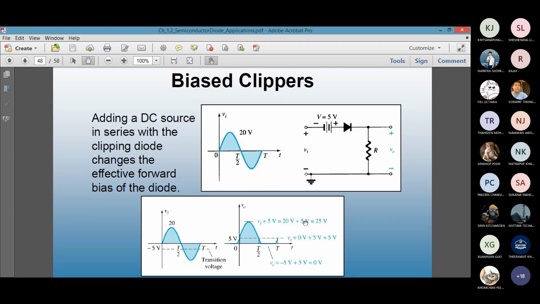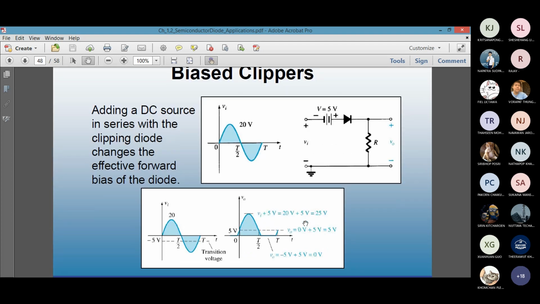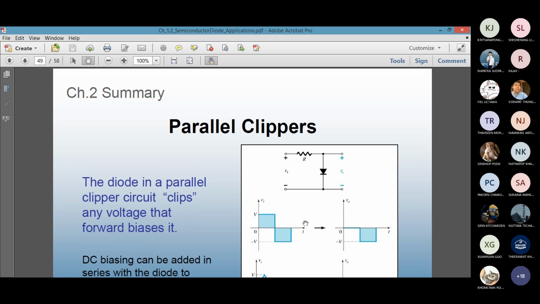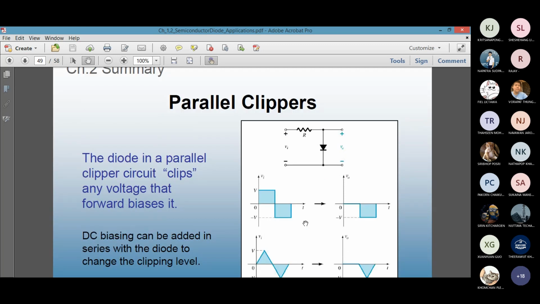We have bias clippers. If you want to change the level of shifting, if you want to shift the level of clipping, you can add any DC inside. You can have parallel clippers. Instead of connecting the diode in series with the input, you can connect in parallel with the input.